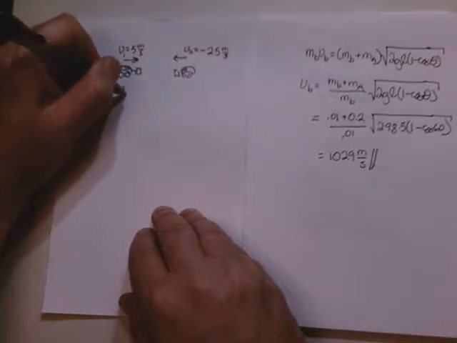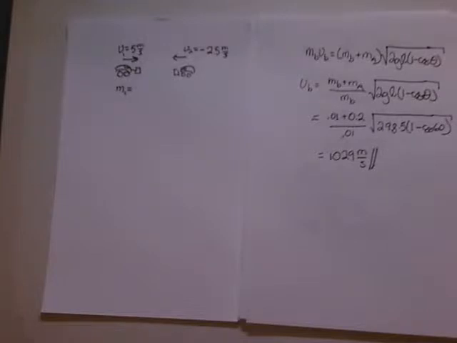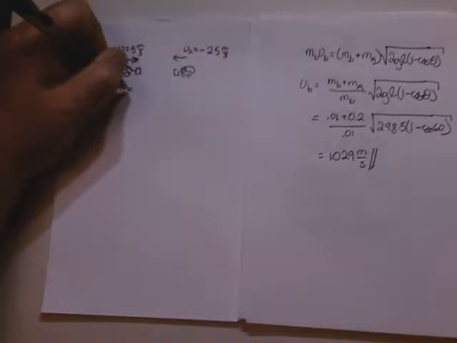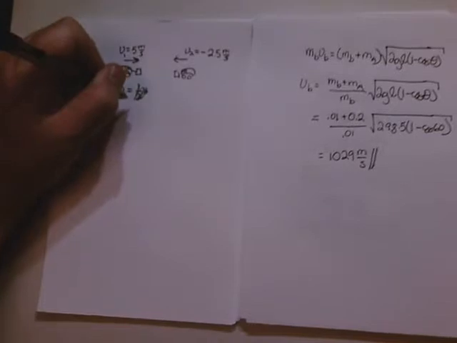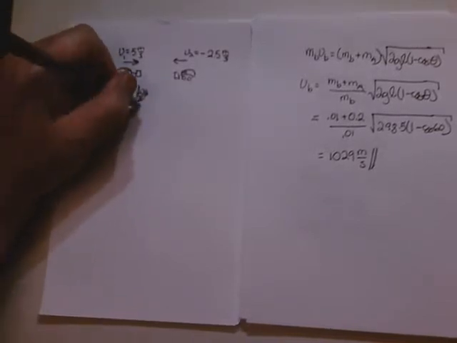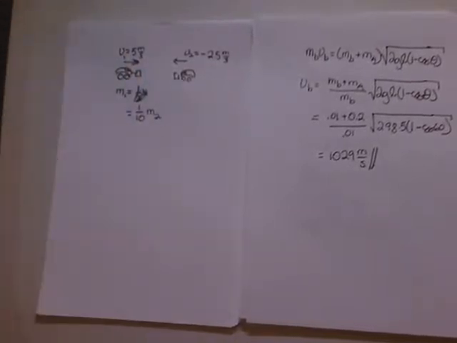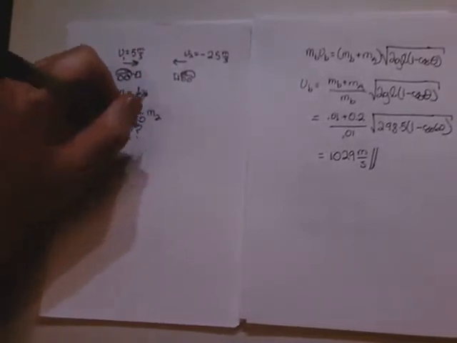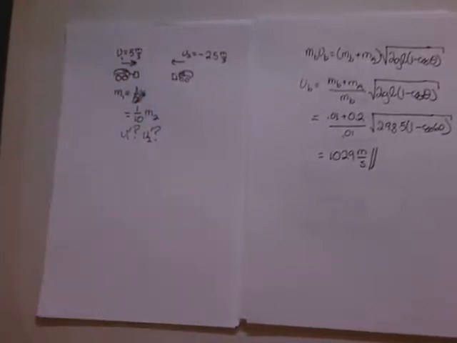To make this easier, and he did this in a multiple choice, but I'm going to alter it just a little bit. Let's make it so the mass of cart 1 is 1/10 the mass of cart 2. And the answer that I want to know is, what are the new velocities of cart 1 and cart 2?